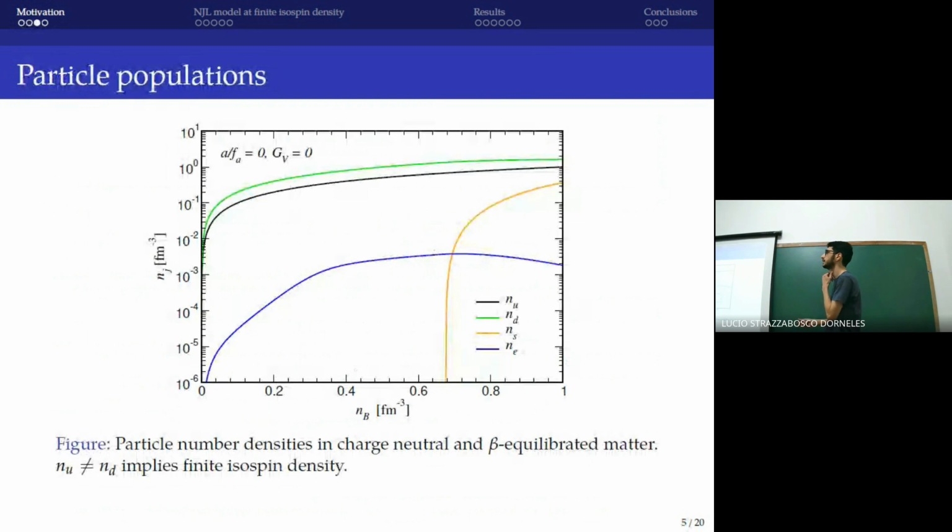Here, just to motivate, we have a graph of some particle populations as functions of increasing baryon density, in a manner that is beta equilibrated and charge neutral, so what you encounter in the core of a neutron star, for example. You can see that there's a difference between the densities of down quarks and up quarks. We also have some density of electrons in the system, and for higher densities, the strange quarks start to populate. So here you can see that you have finite isospin in a neutron star.